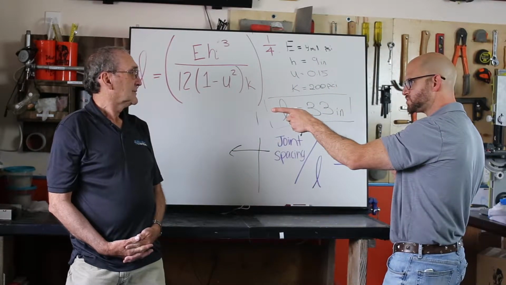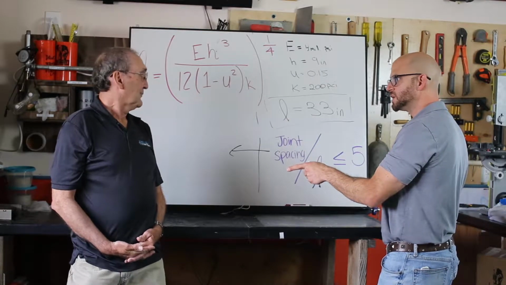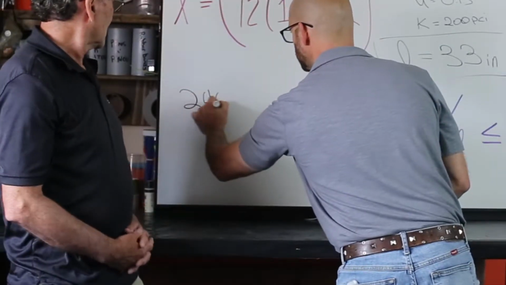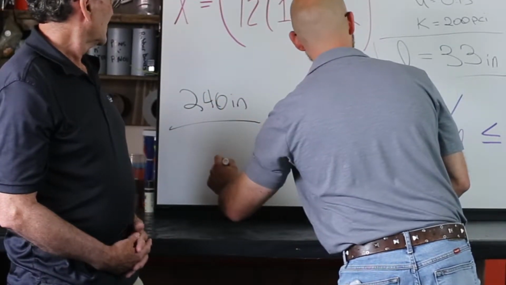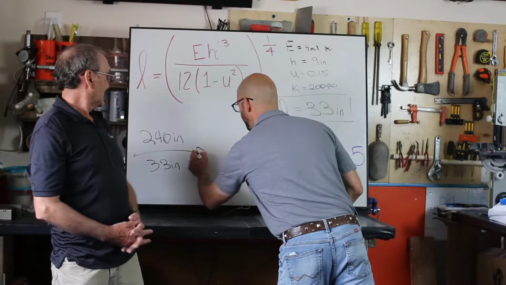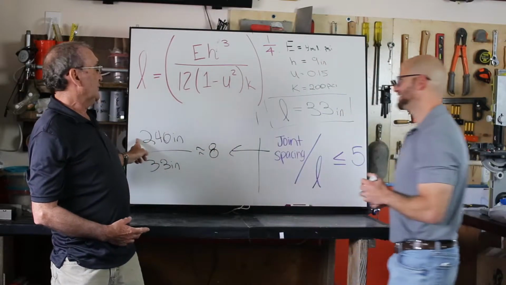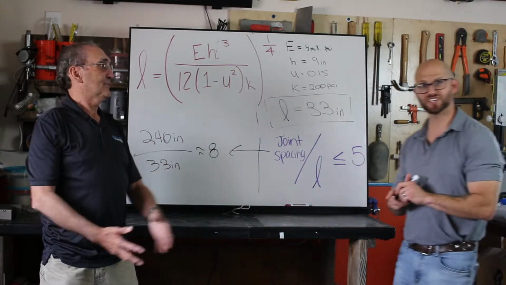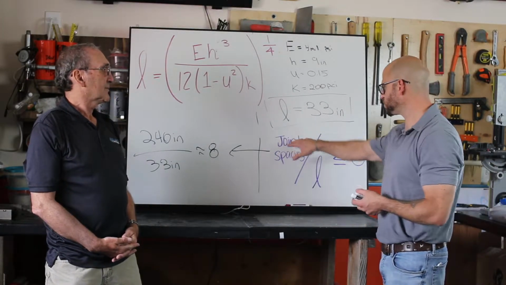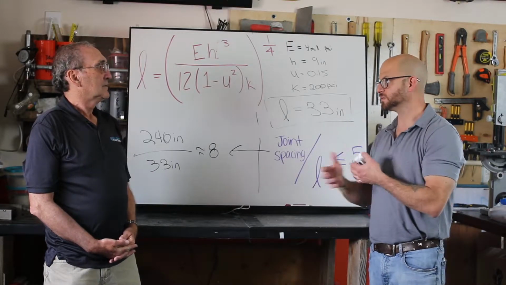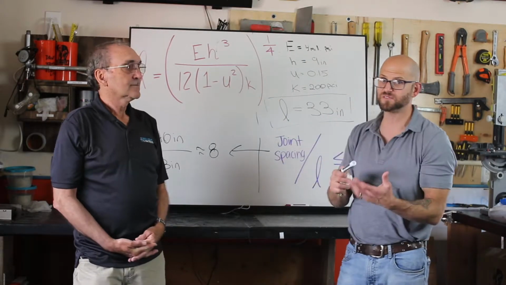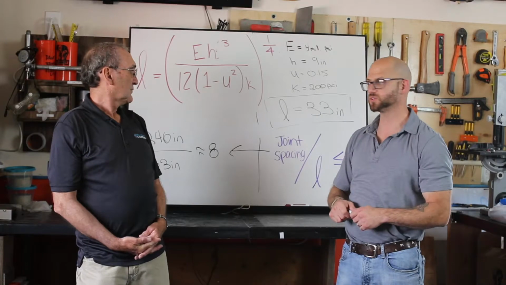Our joint spacing we assumed was 20 feet. 20 feet in inches is 240 inches. So 240 inches divided by 33 inches is approximately 8. So 20 feet is not good. Too big. You have to reduce the size to get that joint spacing over L less than 5 to come in within that safety region. Again, as David pointed out, this L is a comparison of the stiffness of our concrete to the stiffness of our soil with some correction.